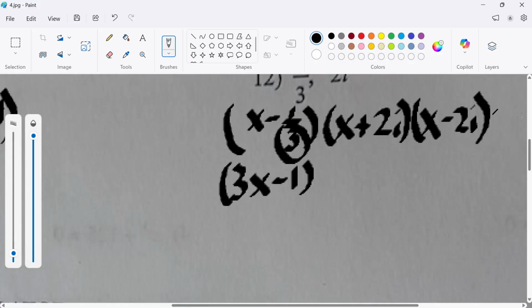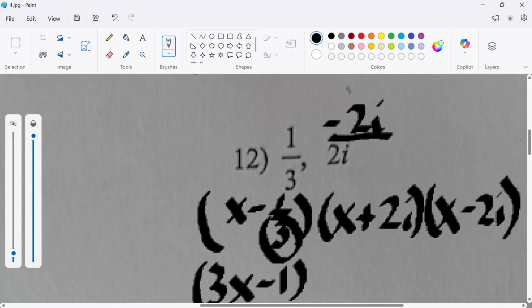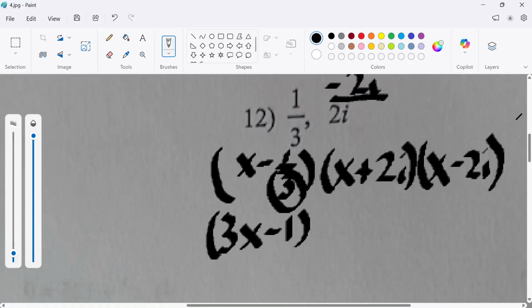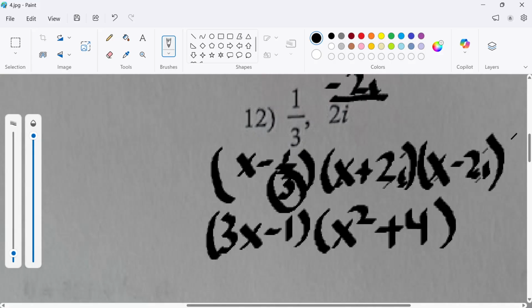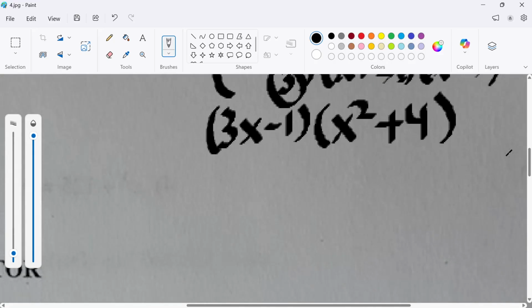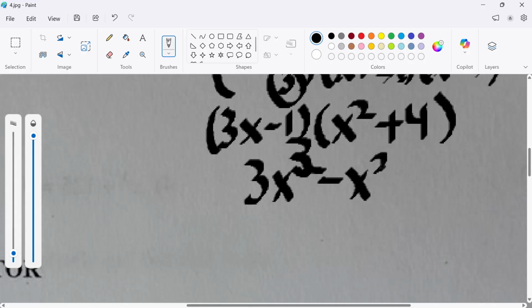All right, I'm going to handle the plus and minus 2i ones first because something will cancel out. X times x, x squared. Positive 2ix minus 2ix, cancel out. 2i times minus 2i, 2 times 2, negative 2 is negative 4. I times I is negative 1, so that turns it into positive 4. And now 3x times x squared, 3x cubed, minus 3x squared. I always want to write x squared for that first one. Minus x squared plus 12x.